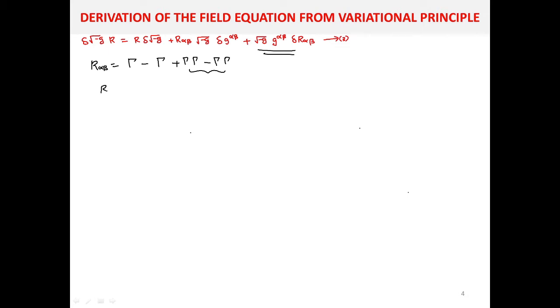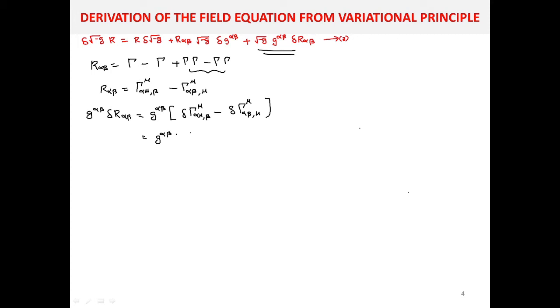So we can write R_{αβ} as Γ^μ_{αμ,β} minus Γ^μ_{αβ,μ}. Then what will be the value of g^{αβ} δR_{αβ}? It will be equal to g^{αβ} [δΓ^μ_{αμ,β} minus δΓ^μ_{αβ,μ}]. Now we make some rearrangements here.